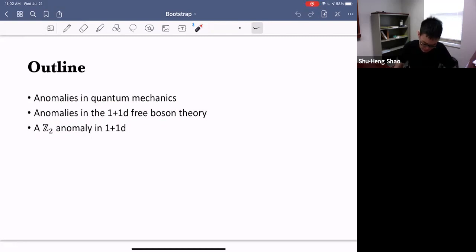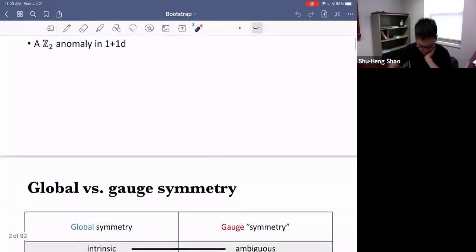And somewhat contrary to the main goal of the Bootstrap program, most of the models that I will discuss in these lectures are free theories. And they are completely solvable, but yet they have very interesting anomalies. And starting from there will be non-perturbative results that we can derive. All right, this is the outline.